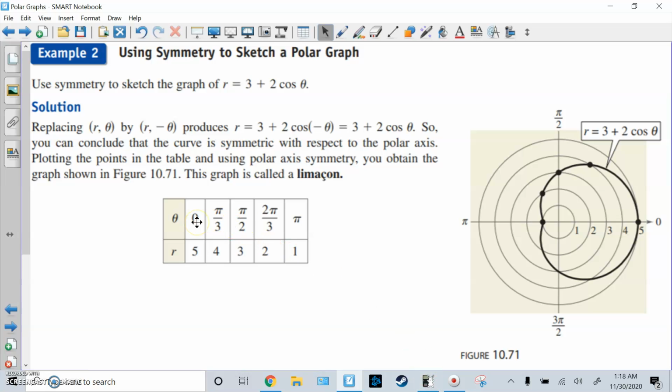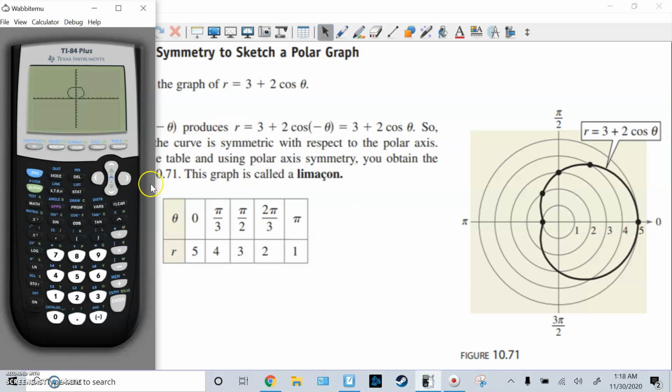So you plug in 0. Cosine of 0 is 1. 2 times 1 is 2. 2 plus 3 is 5. That's why the point is (5, 0). And plug this in, you get the same thing. So let me try using the calculator for this. Clear that. 3 plus 2 cosine theta.